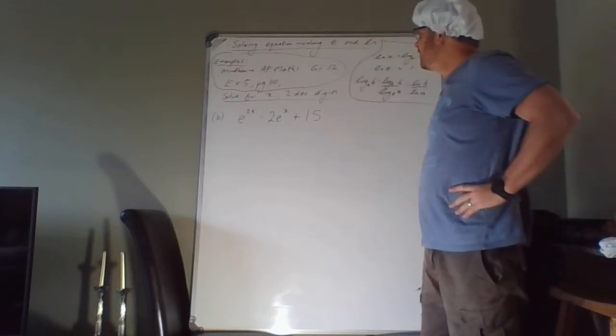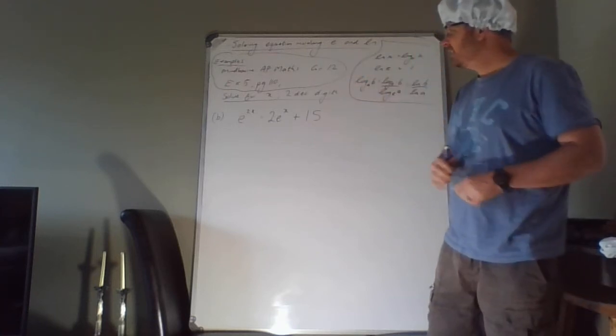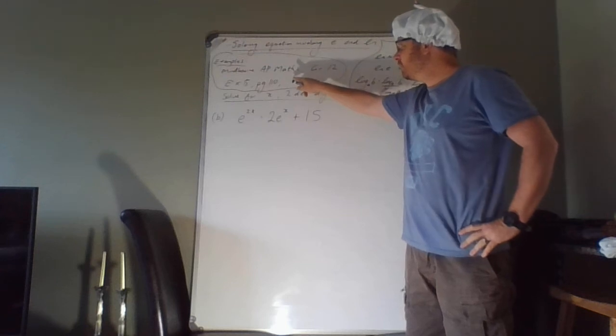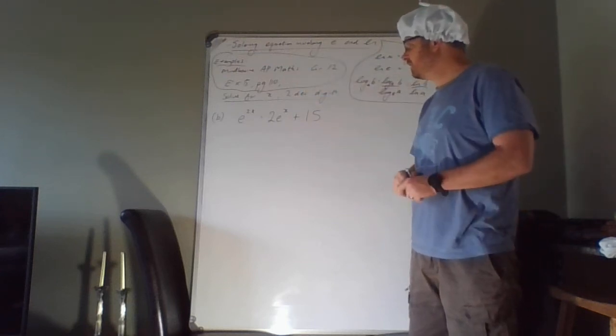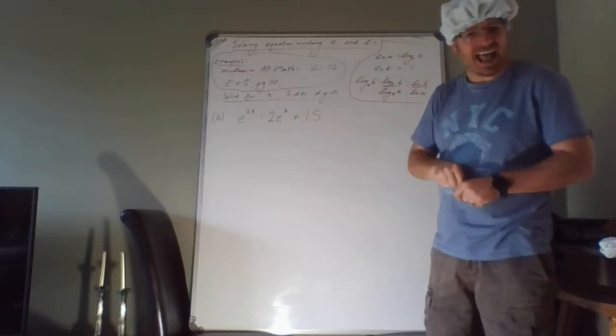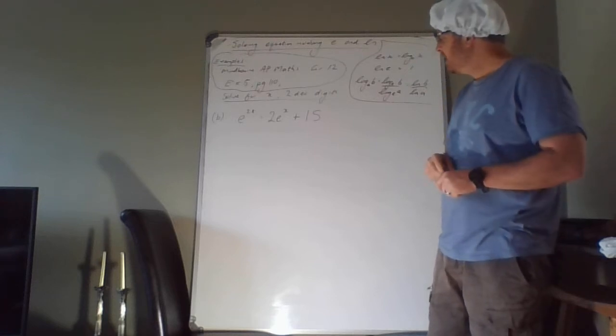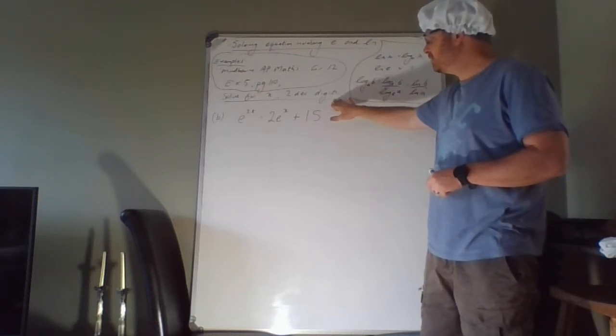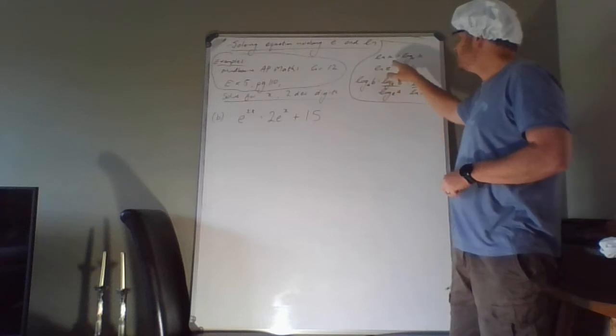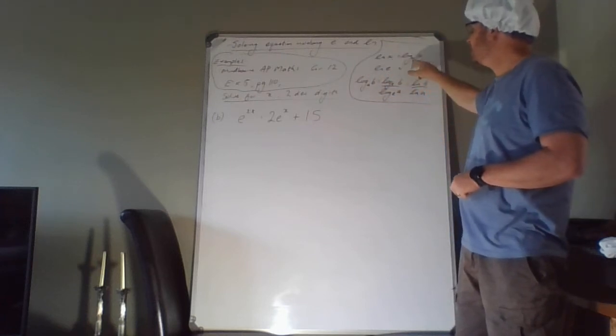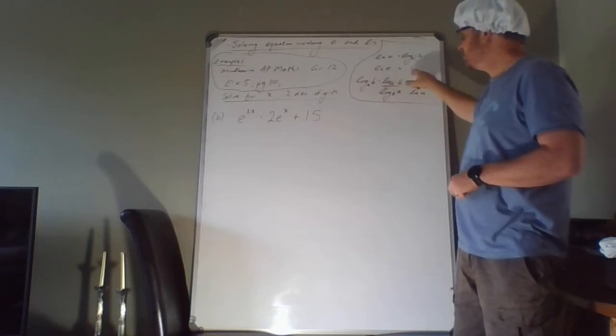Right. Solving equations involving e and ln. Now, the examples come from Mindborn AP Maths, grade 12, exercise 5, page 110. Okay. And the question says solve for x to 2 decimal digits. Just a reminder, what is ln x? It's log x base e. So ln e is 1.